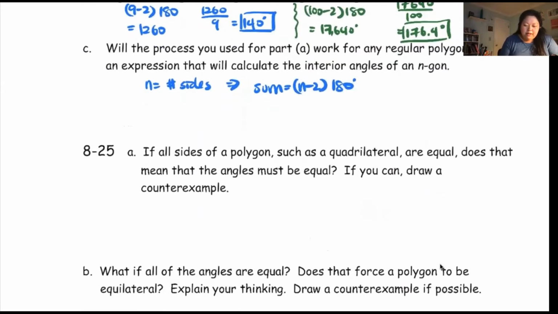If all sides of a polygon, such as a quadrilateral, are equal, does that mean that all angles must be equal? If you can, draw a counterexample. So it's saying, if I have equal sides, does that mean all angles are equal? And you should know the answer to this. A rhombus. A rhombus has all equal sides, but all the angles are not the same, right? So I can draw a rhombus.